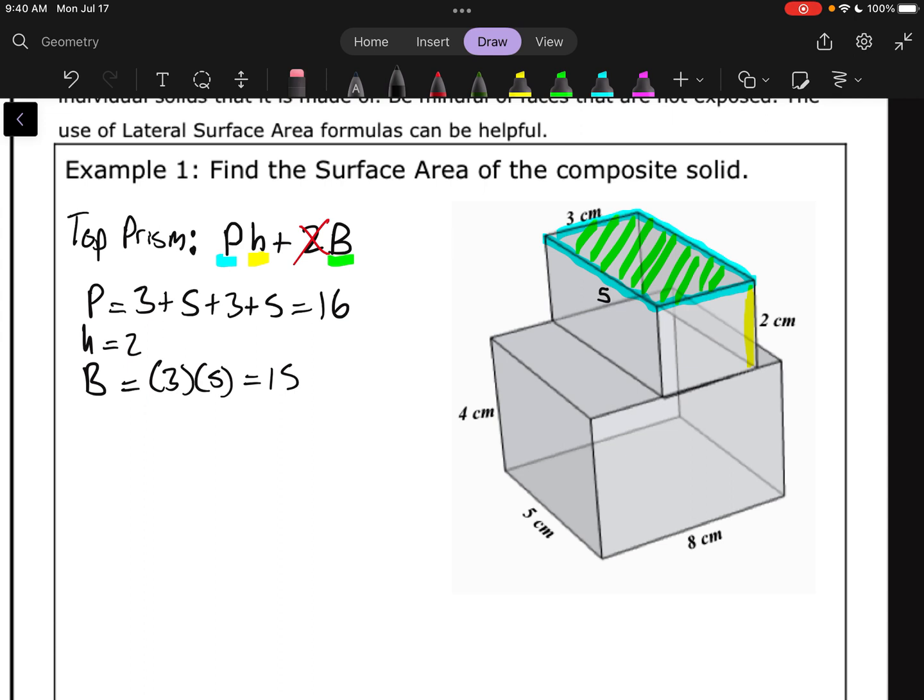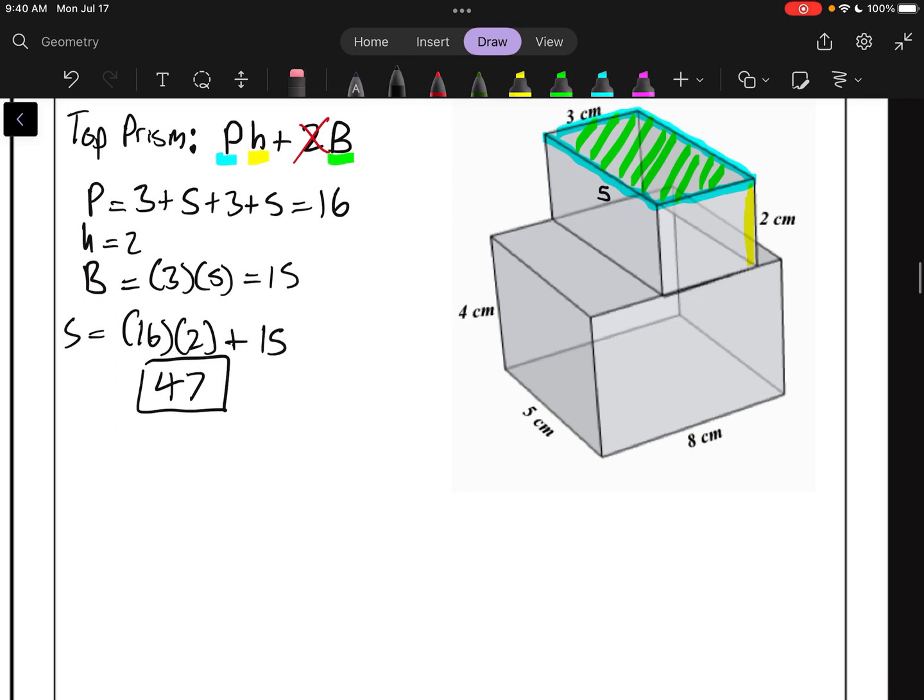So all in all here, for the surface area of the top prism, I'm going to be doing S equals, S for surface area, 16 times 2 plus 15. So let me type that into my calculator. 16 times 2 plus 15 is 47. Okay, so that takes care of the top prism. Now let's find the bottom one.